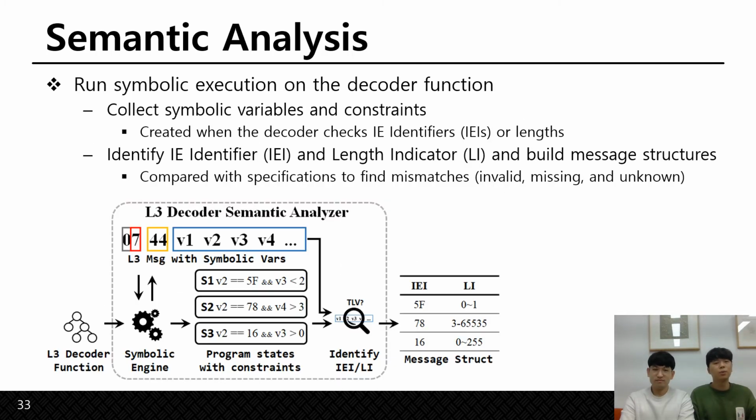In detail, we run symbolic execution on the decoder function. By defining the input to the function as symbolic, we can collect symbolic variables and constraints which are created when the decoder checks an IE identifier or a length value. Therefore, by analyzing those symbolic variables and constraints, we can identify the message structures that the decoder actually accepts. Then we compare these message structures with the specification to find mismatches.